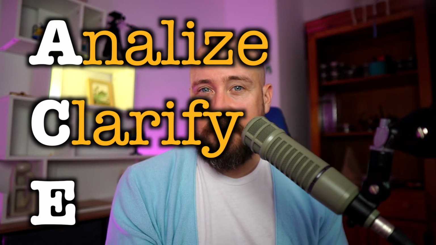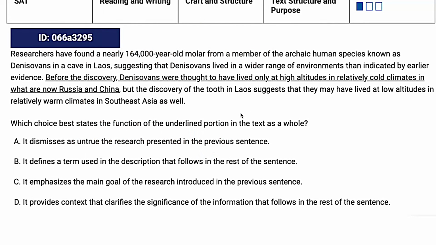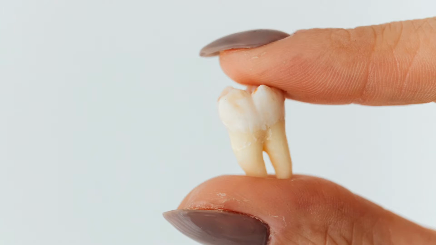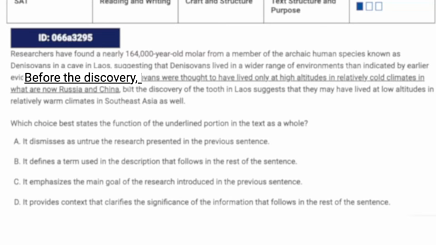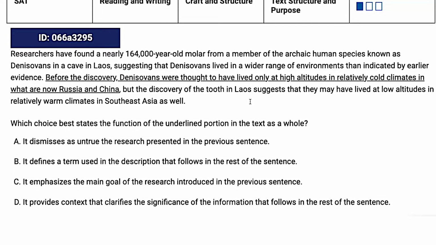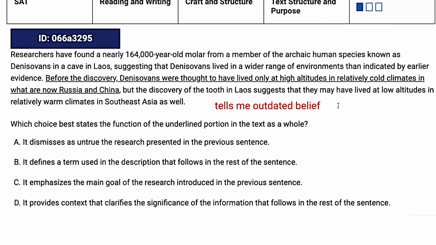C stands for clarify, and I want to clarify what I think the function of the underlined portion is in my own words. And the way that I think about function is literally just what is it doing? So in context, we know that there's this discovery of a tooth, and it changes what researchers believe about these Denisovans, right? The underlined portion is telling us before the discovery. So it's telling us what researchers used to believe. So for my clarification, I might write something like, it tells me an outdated belief.